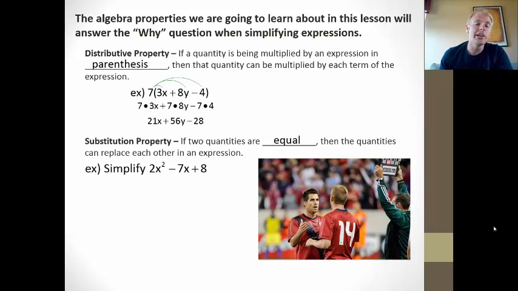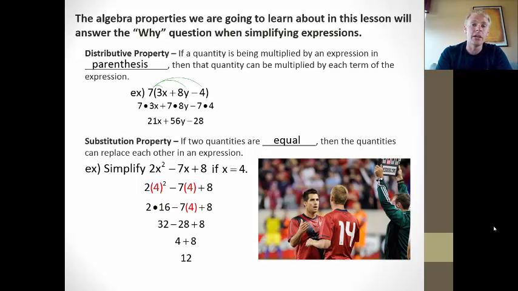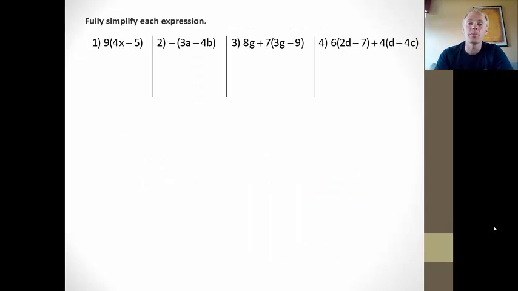Let's take a look. Here we've got 2x squared minus 7x plus 8. Now, there's really nothing we can do to that expression as it is. There's no like terms, and no, we can't do the multiplication. But if we know that x is equal to 4, so x and 4 are both goalies, what we can do is take x out of the expression and replace it with a 4. So it would look like this, 2 times 4 squared minus 7 times 4 plus 8. Once we get here, it's a matter of our order of operations. Exponents, then multiplication, then we would do subtraction and addition. And it would look like this. You can see once we substitute, now we can actually simplify our expression all the way down to one term, down to 12.